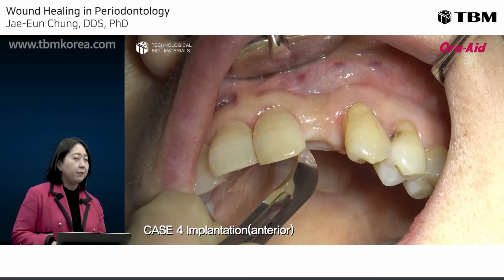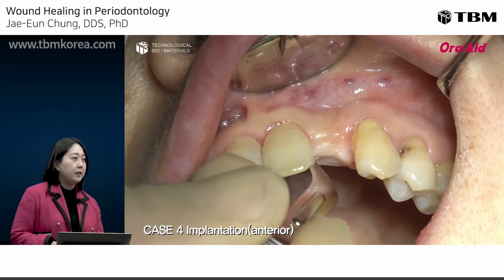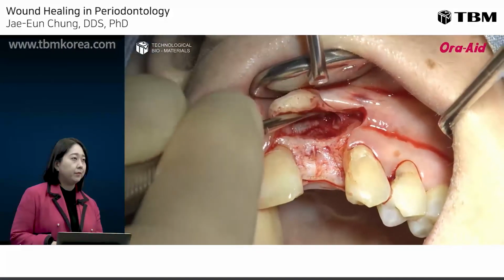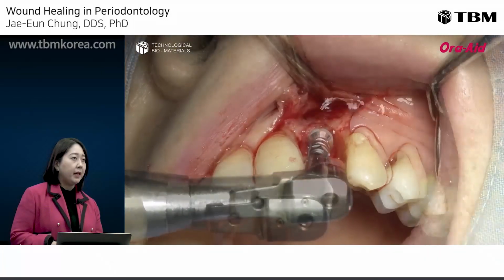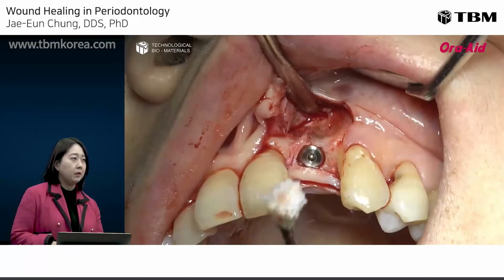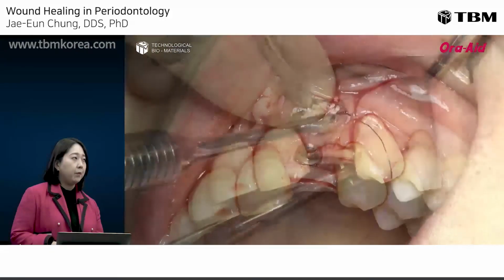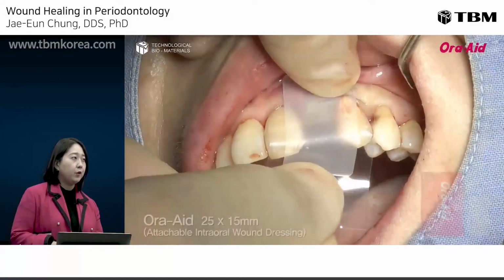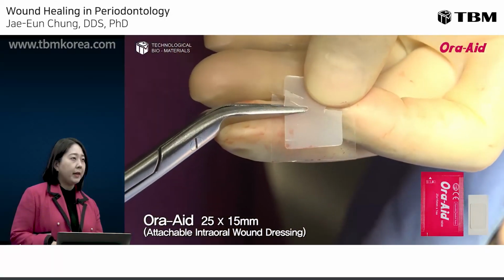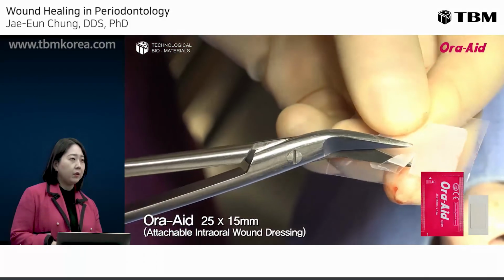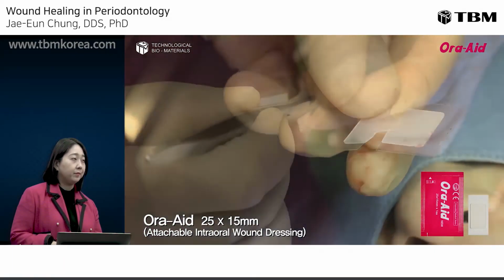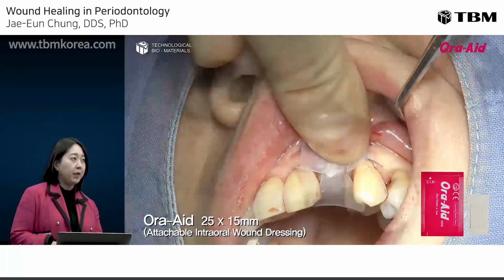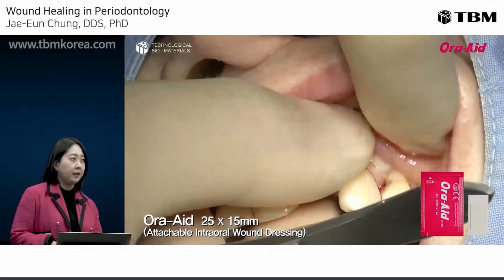The last case is for implant. The incision is done, and drilling and the fixture placement were done. And graft material is applied. After the suture, trim the Ora Aid as usual and apply it to the surgical site. It can protect the implant site very easily.